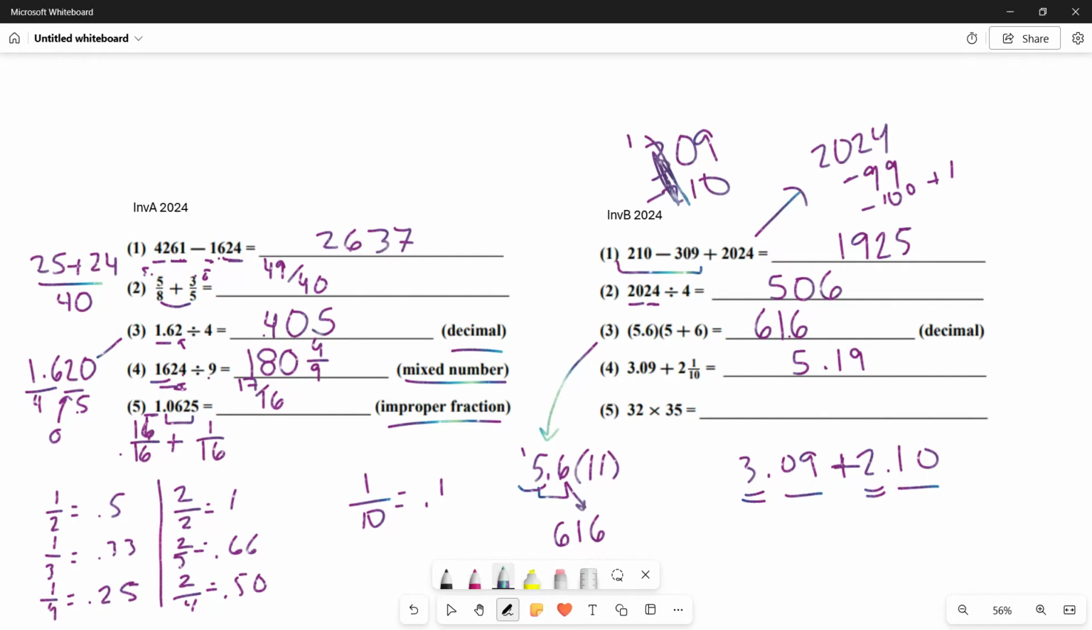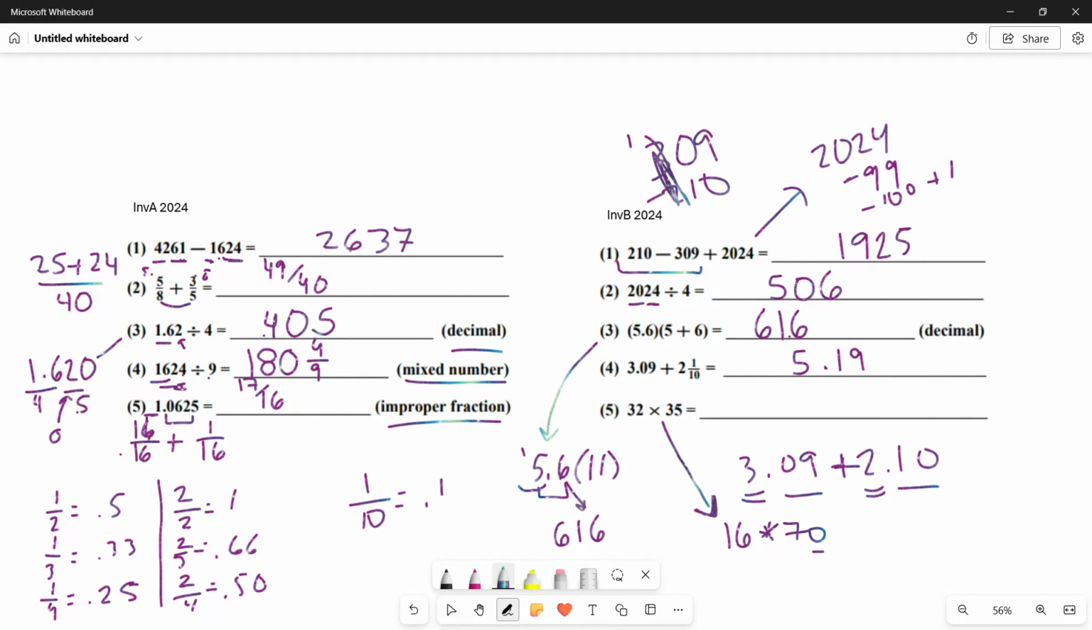Okay, number 5. I like number 5. Number 5, you can do this a couple of different ways. The way I prefer to do it is, since one of the numbers is even and the other one ends in 5, I do the double and half trick. So if I half the first number, it becomes 16. And if I double the second number, it becomes 70. So my brain's thinking 32 times 35 is the same thing as 16 times 70. And that I can do in my head.